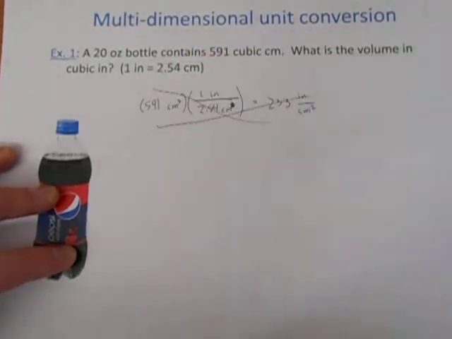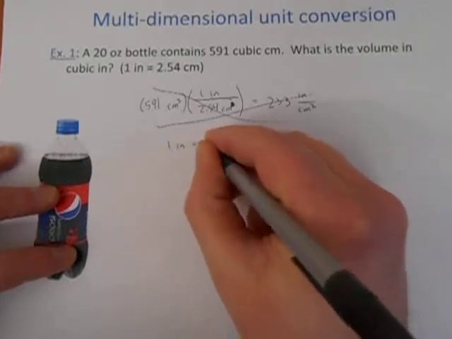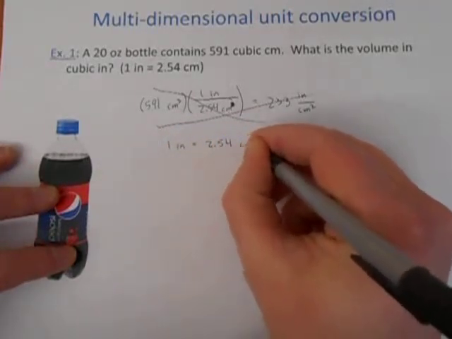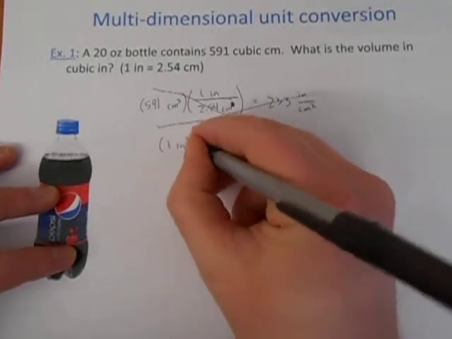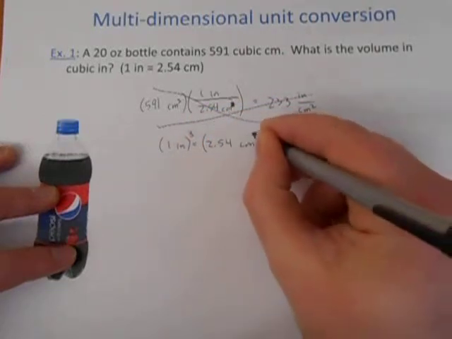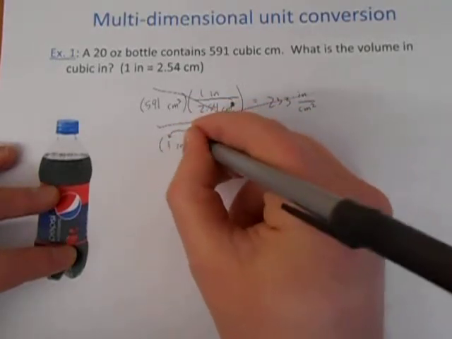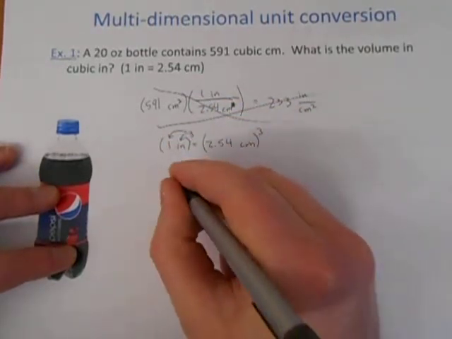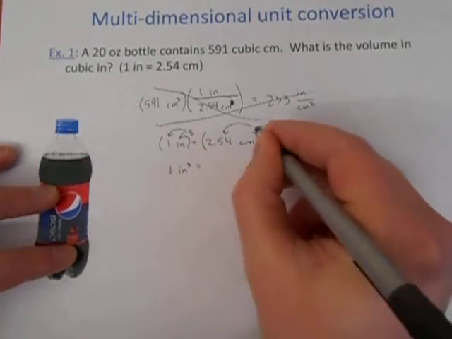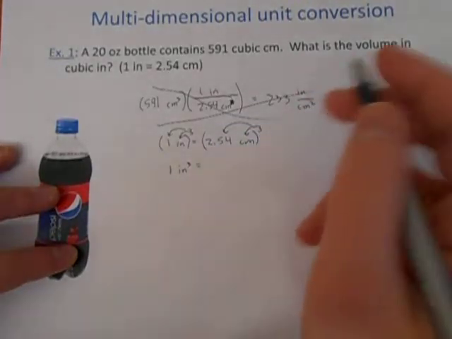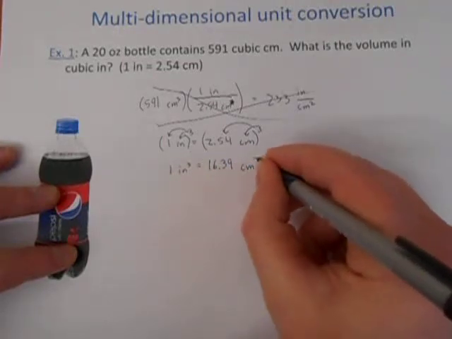Okay, and so if we're dealing in multiple dimensions, we first have to take our conversion factor, 1 inch equals 2.54 centimeters, and we have to put the conversion factor into multiple dimensions. So we're dealing with cubic units, so we'll cube the number and the unit. So 1 cubed is still 1 inch cubed. Again, cube the number, cube the associated unit. And so 2.54 cubed is 16.39 centimeters cubed.